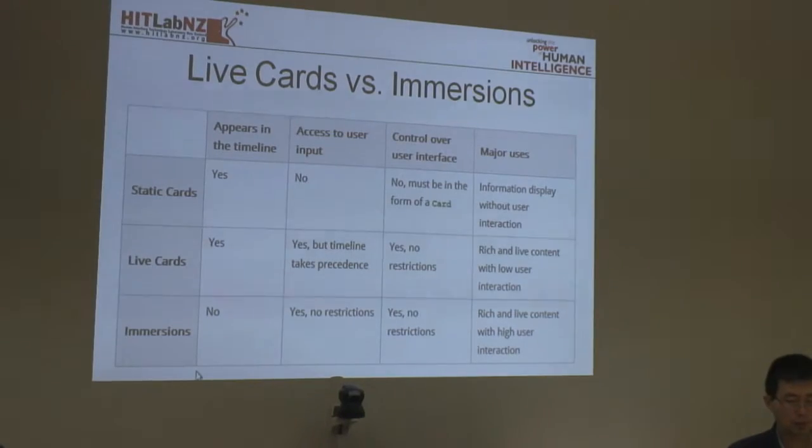So an immersion is basically like an Android app. If you launch an app, you don't see the home screen anymore until you quit that app. But the live card is kind of an application sitting on the home screen. So you can still see the updates within the home screen, like the widgets on an Android phone. You can have updated information and access it very quickly on the home screen, like in the timeline. But you don't have much interactivity like a full-blown app.